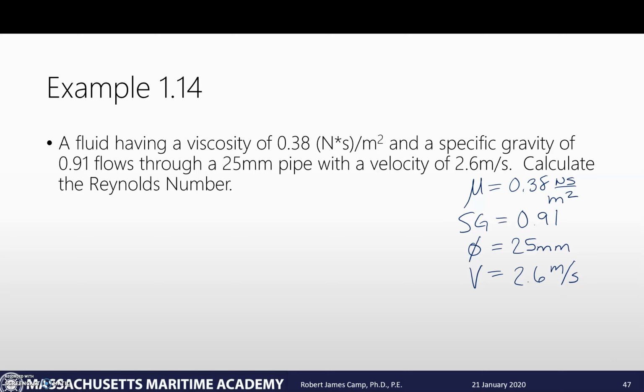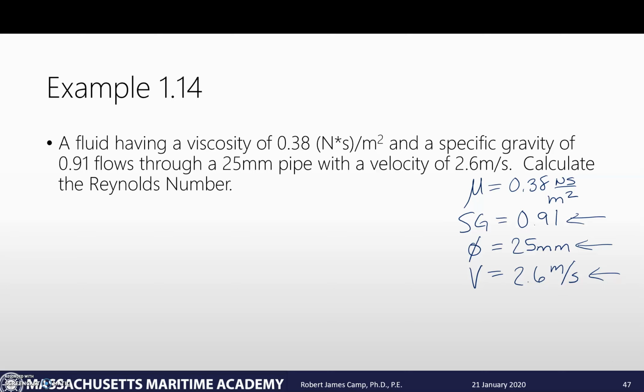Now I've already written out the pertinent information from the problem. There's our viscosity. Here is our specific gravity of 0.91. That little symbol is the diameter symbol, 25 millimeters, and there's our velocity of 2.6 meters per second.